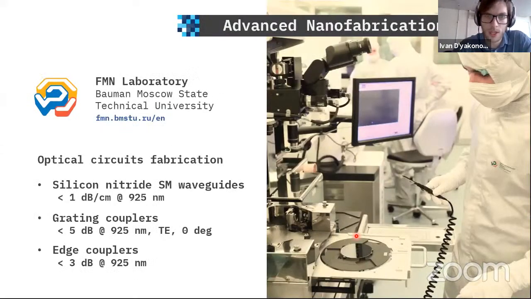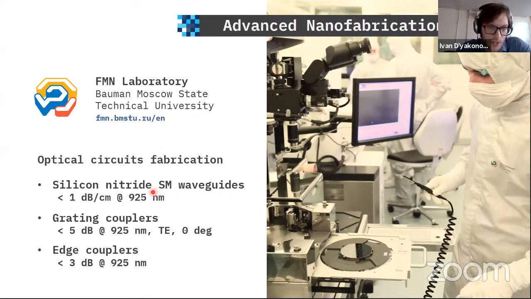First, I would like to acknowledge our research with Bauman Moscow State University, which helped us a lot with the nanofabrication of silicon nitride waveguides. We began this research from scratch, so we didn't have any particular technology for silicon nitride a few years ago. And during the past year, we have developed, in collaboration with these guys, the technology to fabricate single mode waveguides with quite low loss operation, and also some coupling devices like grating couplers and edge couplers.